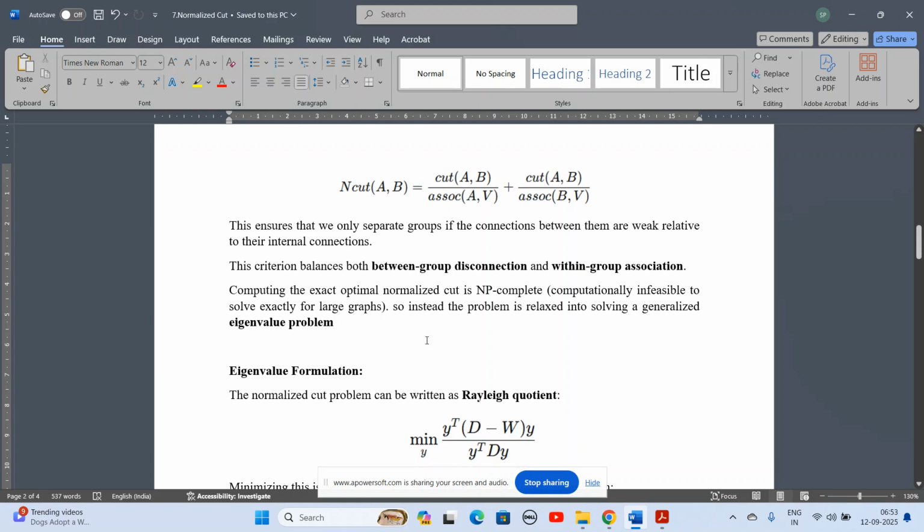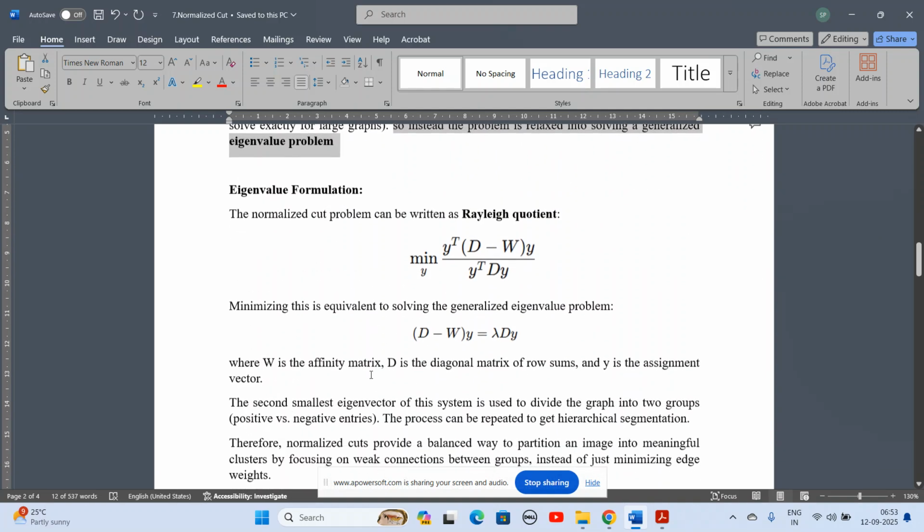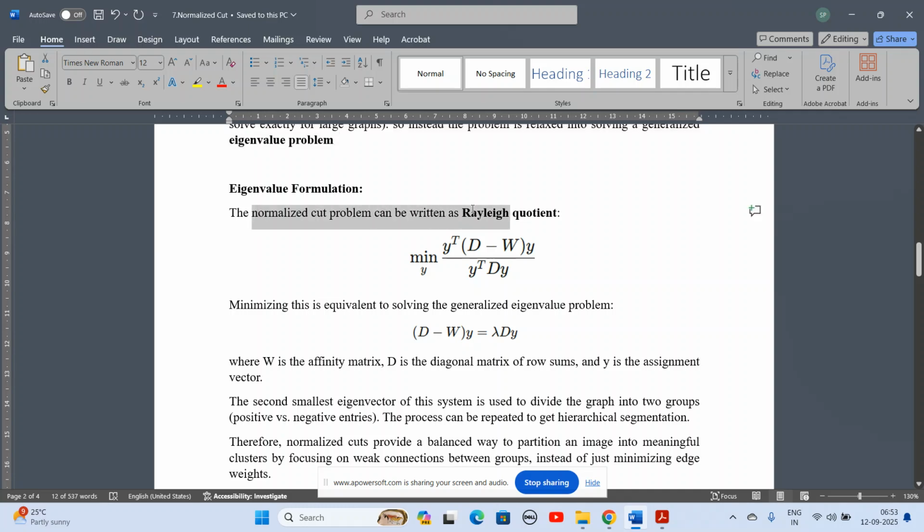Computing this exact optimal normalized cut is NP complete. We'll take the entire graph and form the table. After forming the table, we'll apply the formula. If the graph is very large, then it becomes computationally infeasible. So it is called an NP complete problem. To make it simpler, we are going to convert the same problem into an eigenvalue problem. The normalized cut problem can be written as this formula: y transpose (D minus W) y divided by y transpose D y.